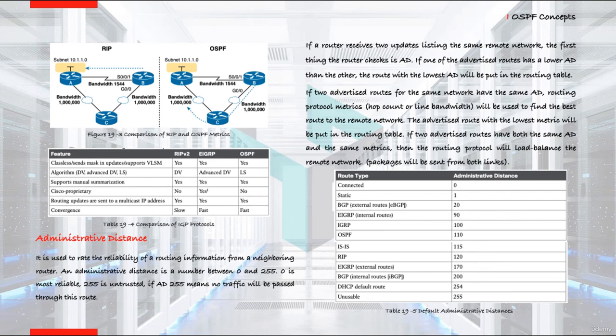Administrative distance is used to rate the reliability of the routing information of the neighboring router. The administrative distance is a number between 0 and 255.